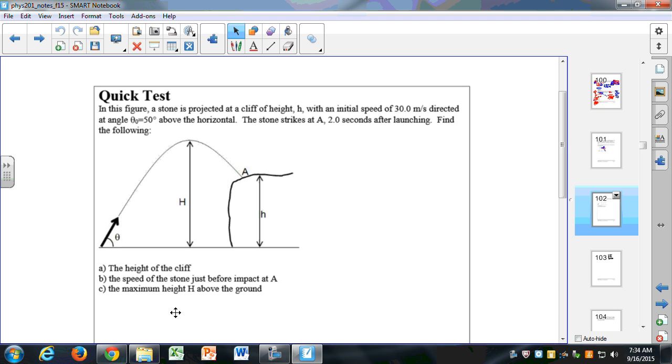I think there was a mistake with this problem. Why don't you see if you can find it? Go ahead and get a start on this. I will help you in just a second. While you're starting on that, I'll be right back. I have to pick up something.